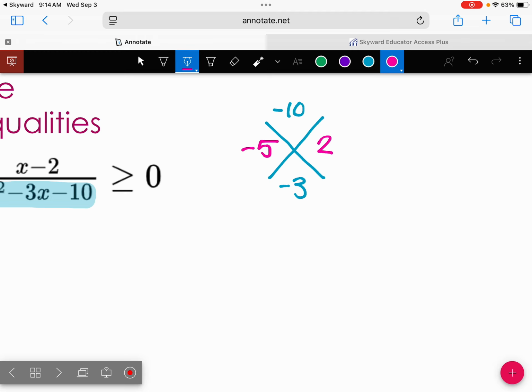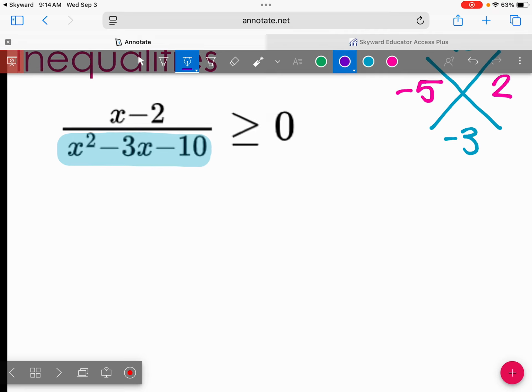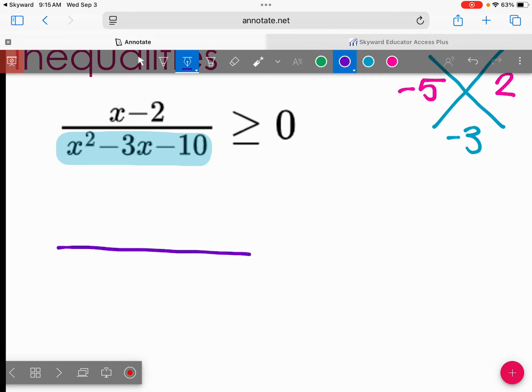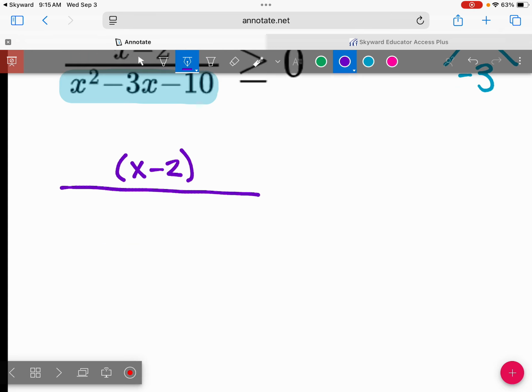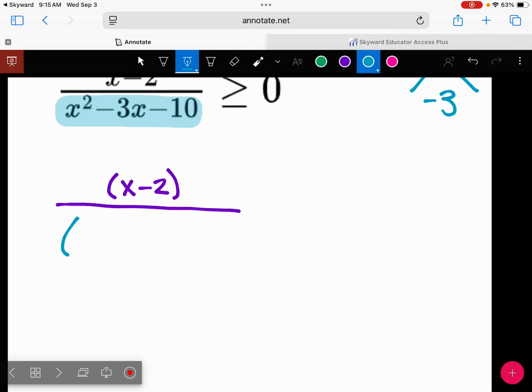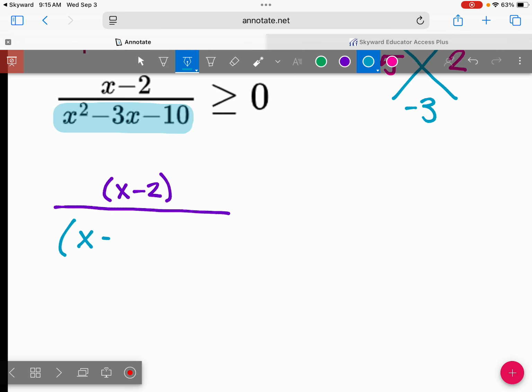Since we have an a value of just 1, you don't have to do our full factoring, but you can write the whole thing out if you want to. But I can rewrite this with our numerator of x minus 2 and our denominator being x minus 5 and x plus 2, greater than or equal to 0. Those are all the pieces I need. I don't have to do anything more with this fraction.